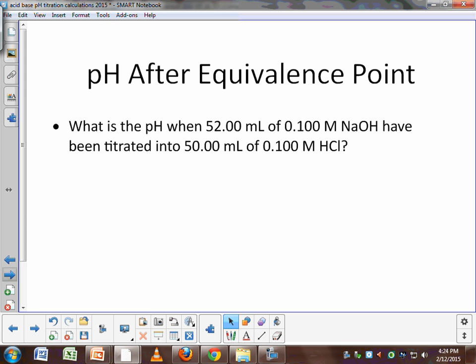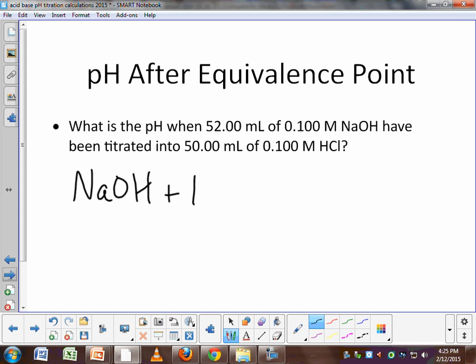But then the last aspect of our titration calculations, determining the pH after the equivalence point. Similar in tone, what is the pH when 52 milliliters of 0.1 molar sodium hydroxide have been titrated into 50 milliliters of 0.1 molar HCl? We want to start the same way. Notice we've started by doing essentially 2 things. Number 1, writing a reaction. Number 2, finding moles. It's the same reaction, but it's going to help us organize our thoughts. So we're still doing sodium hydroxide plus HCl. By the way, if you wanted to use a net ionic here, that would be totally fine.